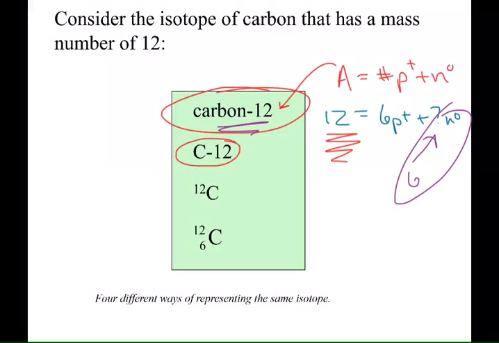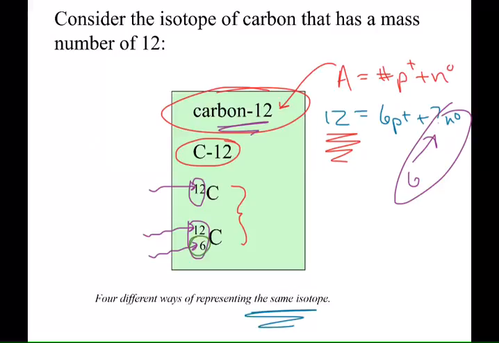You can do the symbol C-12. Notice what we do is we have the elemental symbol for carbon, C, and then on the left, we can put just the mass number in the upper left-hand corner, or we can also put the atomic number in the lower left-hand corner. Do you see where this is actually optional? Okay. So these are 4 different ways of basically saying carbon-12.